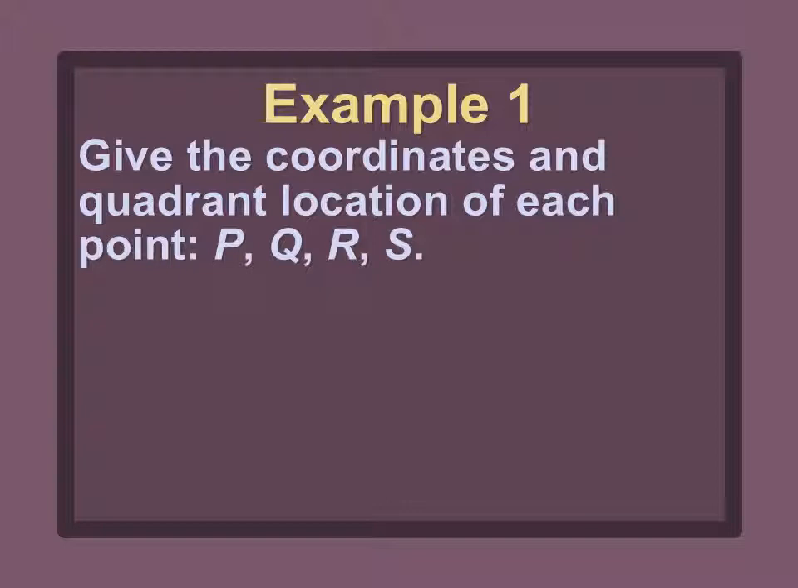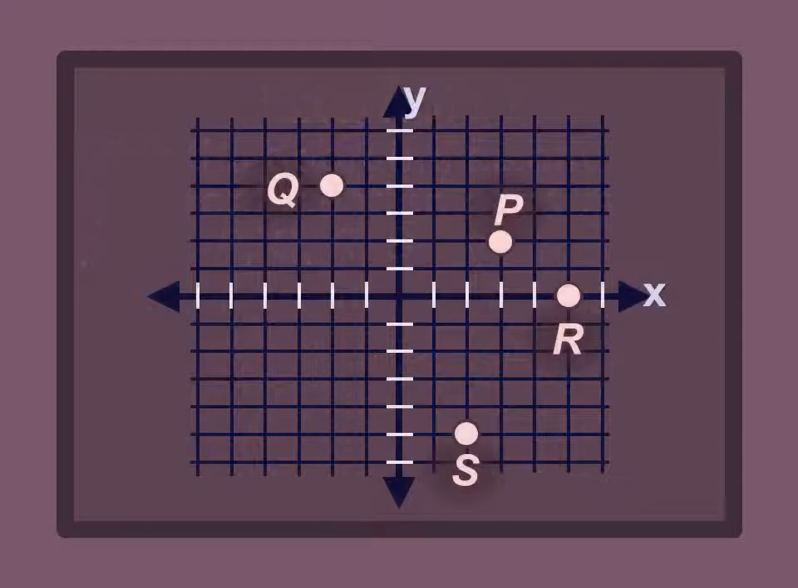All right, so let's look at some examples. They want us to give the coordinates and quadrant location of each point, P, Q, R, S. So we're going to look at a coordinate plane, and there's going to be a point P, a point Q, a point R, a point S, and we have to name the location with an ordered pair of those points. We also have to say what quadrant they are in. So let's try it.